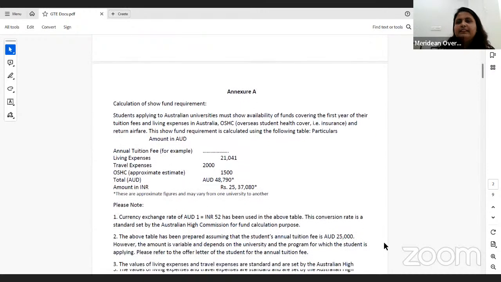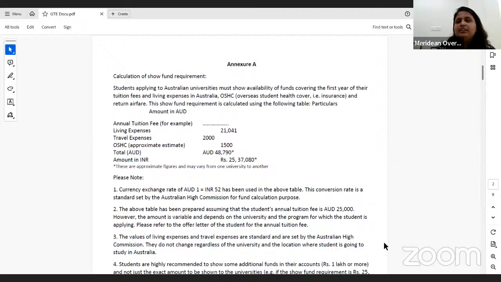Here I'll clarify more. Calculation of funds. In your financial matrix, we are giving an estimation of the funds. In the estimation, we are looking for 1 year tuition fees, which I told you about. So this is the 1 year tuition fees. Then living expenses. Living expenses have now been updated to 24,505 AUD. Travel expenses approximately 2,000 AUD. And your health insurance approximately 15,000 AUD.